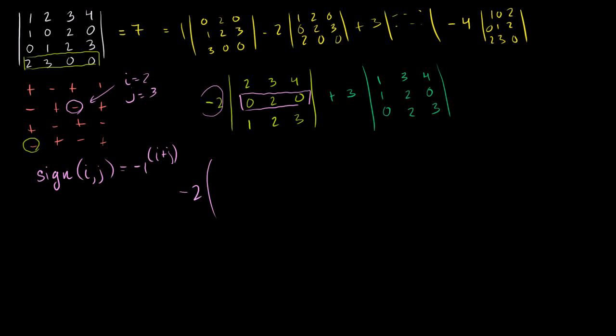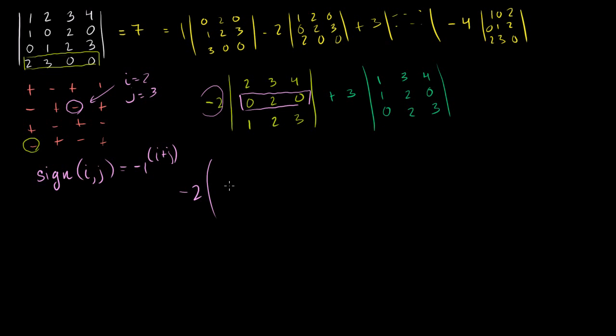So the determinant of this guy, we just have to say, okay, we have a plus, then a minus, and then a plus. So it's going to be minus 0 times its subdeterminant, I guess we could call it. We get rid of that row and that column. So it'd be minus 0 times anything. That's just going to be 0.